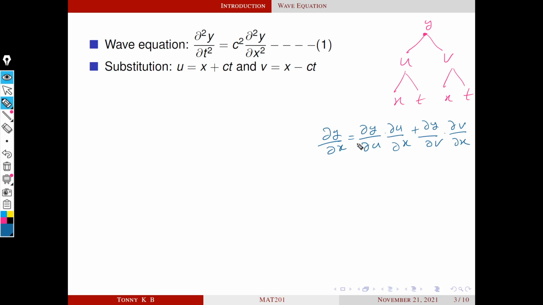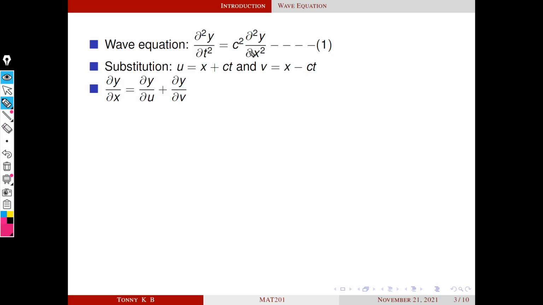By chain rule, ∂y/∂x = ∂y/∂u · ∂u/∂x + ∂y/∂v · ∂v/∂x. Then what is ∂u/∂x and ∂v/∂x? Already we know the relation between u and x and v and x. Yes, it is clear that ∂u/∂x is 1. Similarly, ∂v/∂x is also 1. So these two terms are 1. So ∂y/∂x becomes ∂y/∂u + ∂y/∂v.